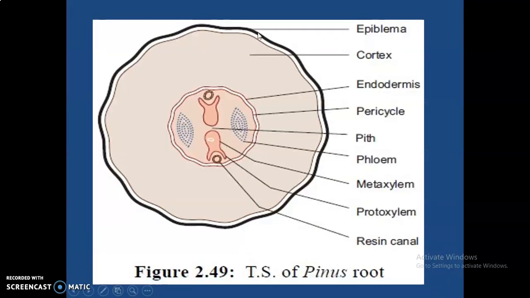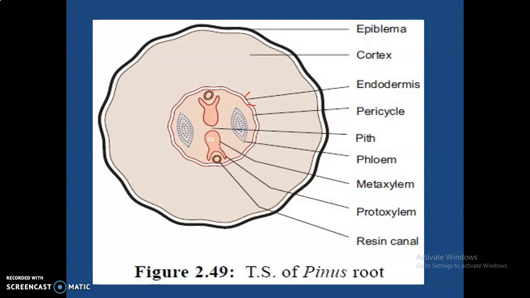The outer side is covered by the piliferous layer, the epiblema. After that there is a wide parenchymatous cortical region. After this cortical region is the endodermis, and after the endodermis, the pericycle. Inside the endodermis and pericycle, vascular bundles are there.